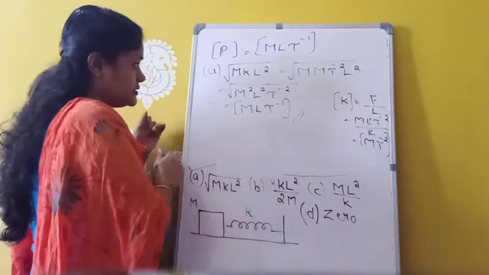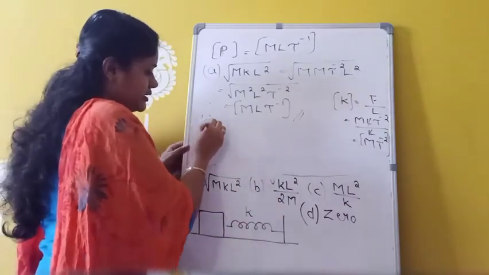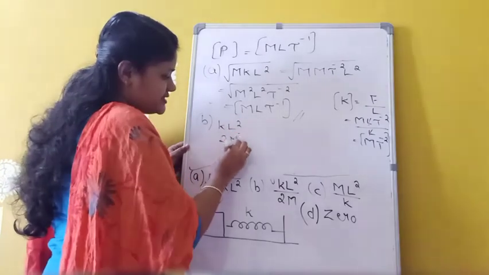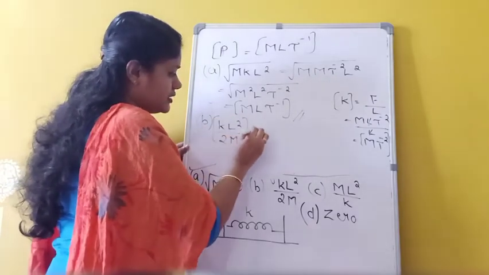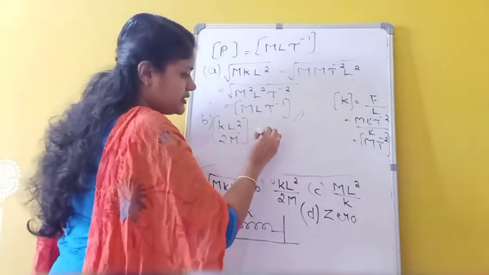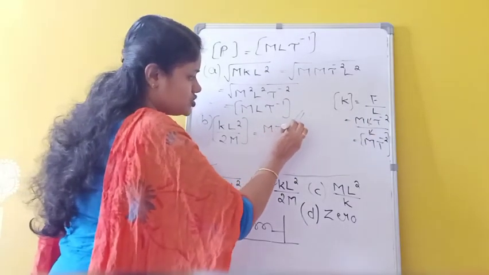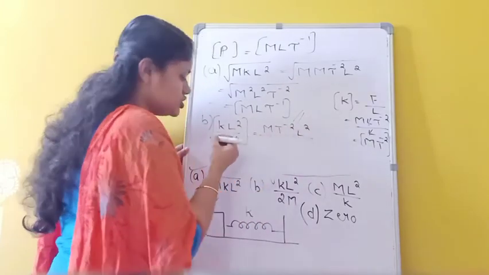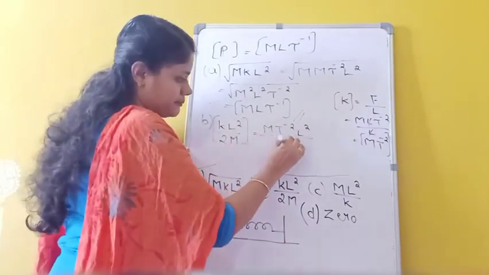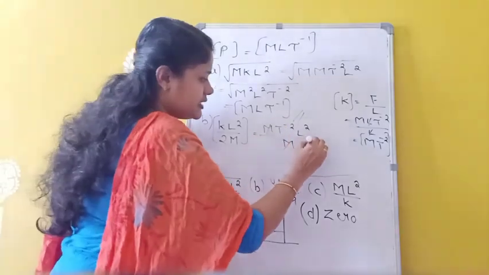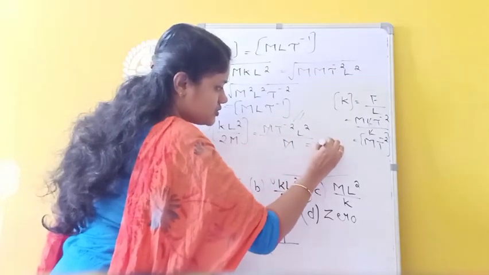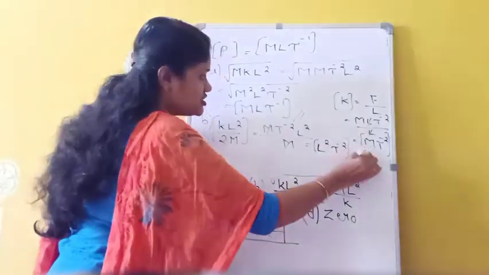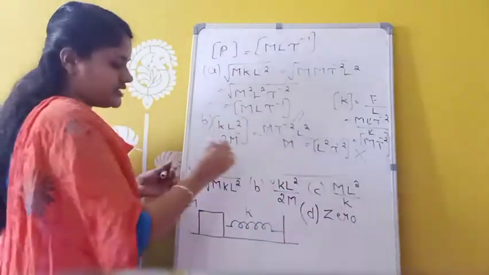Second one is given as B, k L square by 2m. We can check the dimension of this one. k, what is the dimension? M T raised to minus 2. Then L, length only, so L square divided by 2, it is constant, and then remaining m. Here m cancel. Remaining we are having L square T raised to minus 2. So this is not the dimension of momentum. So this is not the correct answer.